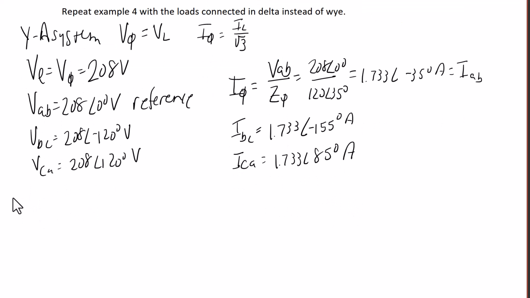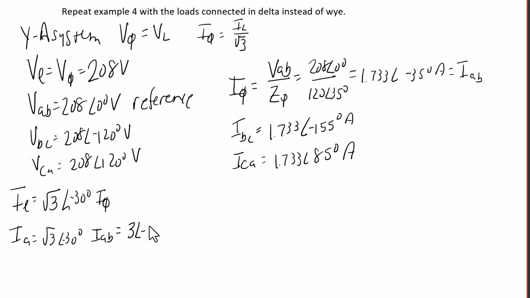So now to find the line currents, we're going to use the relationship that IL equals the square root of 3 angle negative 30 degrees times I phase. So IA would be equal to the square root of 3 angle negative 30 degrees times IAB, which is 3 with an angle of negative 65 degrees, and the units are amps. So then you delay it by 120. So IB is 3 with an angle of negative 185 degrees, and the units are amps. And IC is 3 with an angle of 55 degrees, and the units are amps. So there's our phase voltage, line voltage, phase current, and line current.